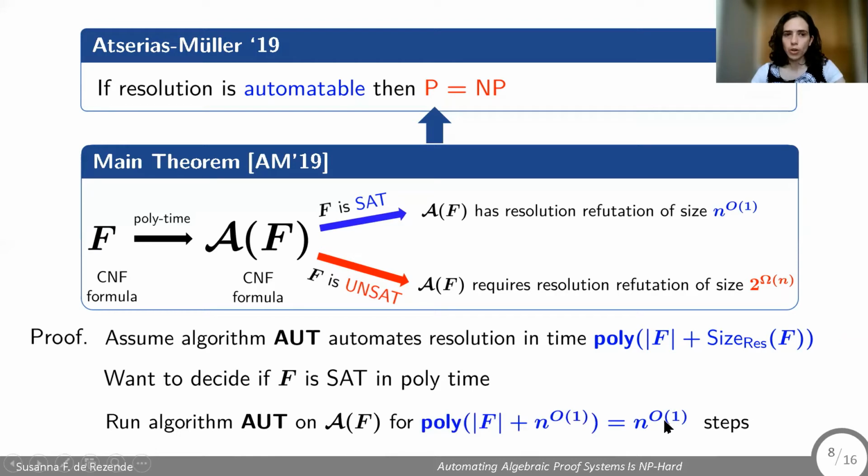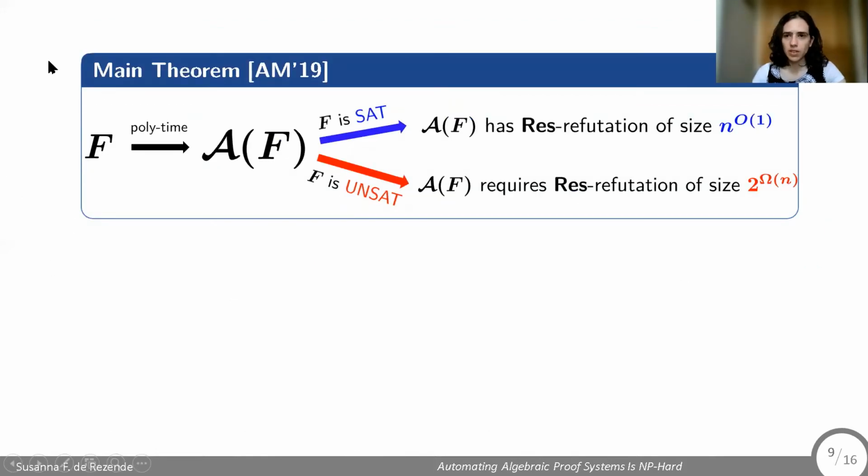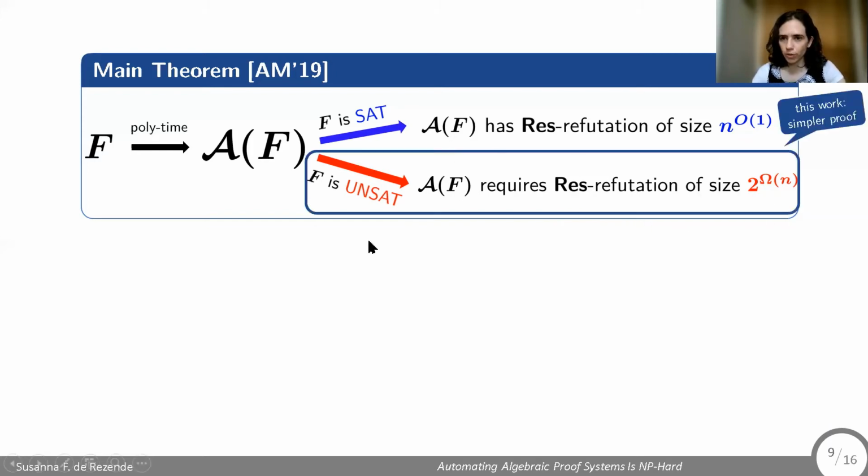So now all the work goes into proving this main theorem. To prove this theorem, we have to first define this polynomial time procedure, then show that it satisfies these two properties. So we have to prove an upper bound and a lower bound. And most of the work goes into proving the lower bound. So our first contribution in this work is to actually simplify this part of the proof. We make it more modular.